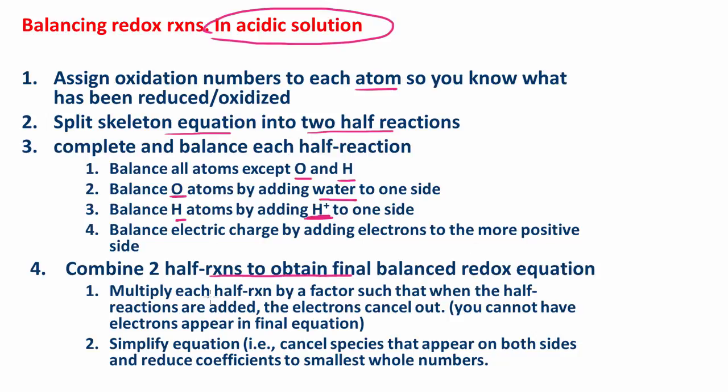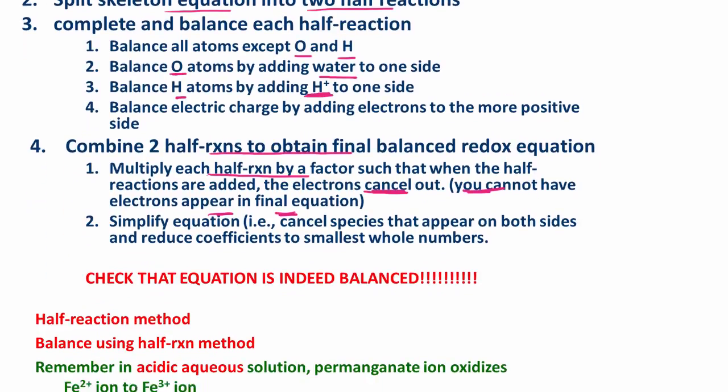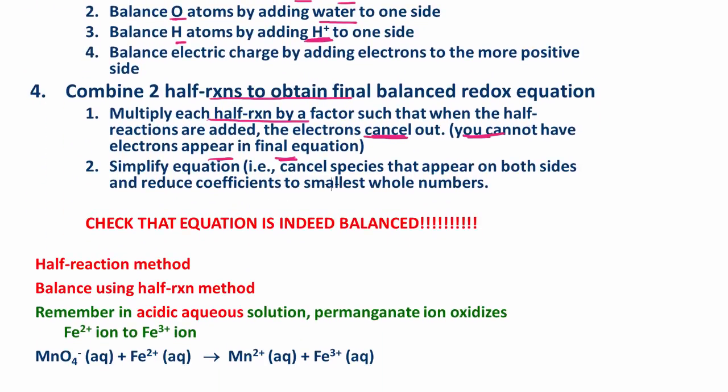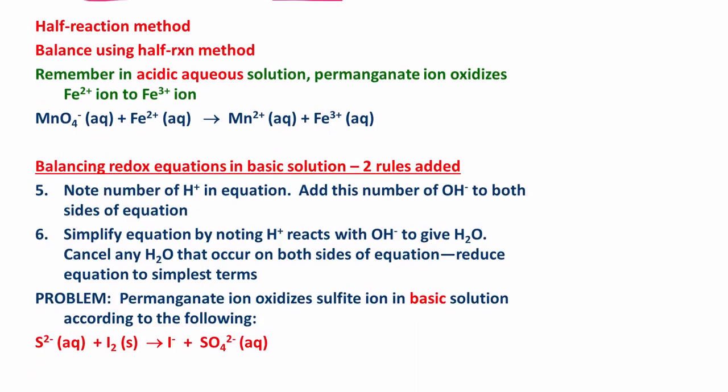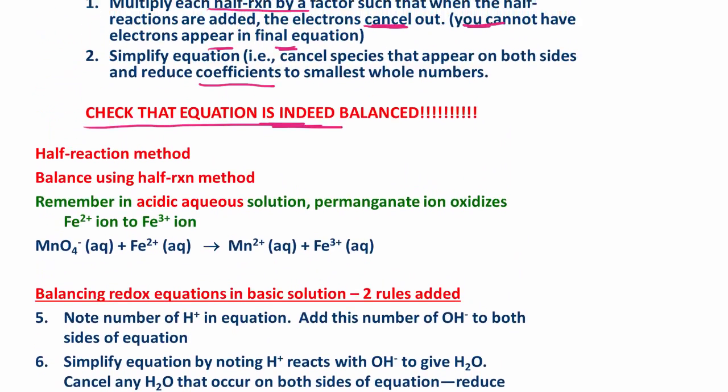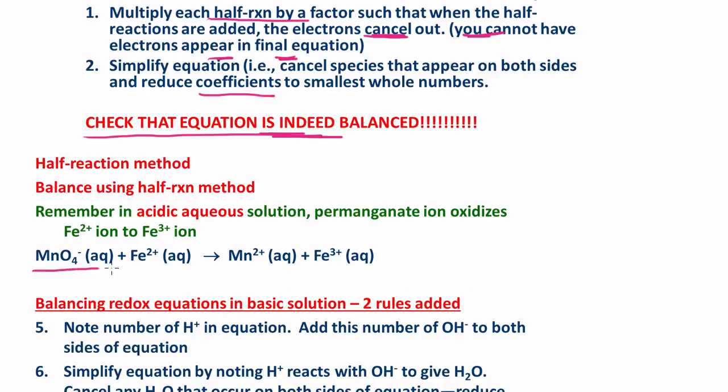How do we do that? We multiply each half reaction by some factor such that when the half reactions are added, we'll see a canceling out of the electrons. We cannot have electrons appear in the final equation. And then we simplify the equation by canceling species that appear on both sides, and we reduce our coefficients to the smallest whole numbers. And then finally we check to make sure that the equation is balanced. So we're going to use the half reaction method. So we are going to work with this equation here.